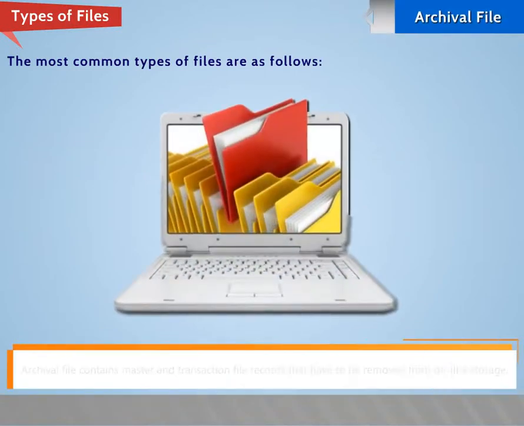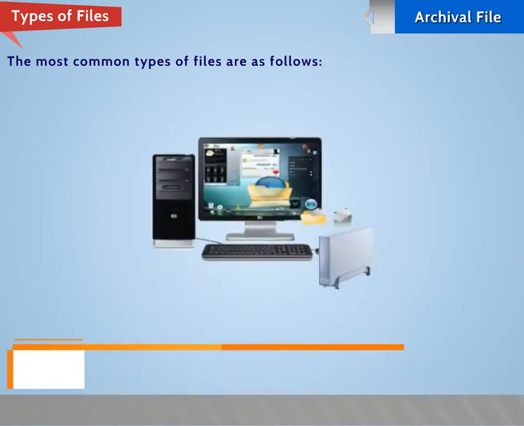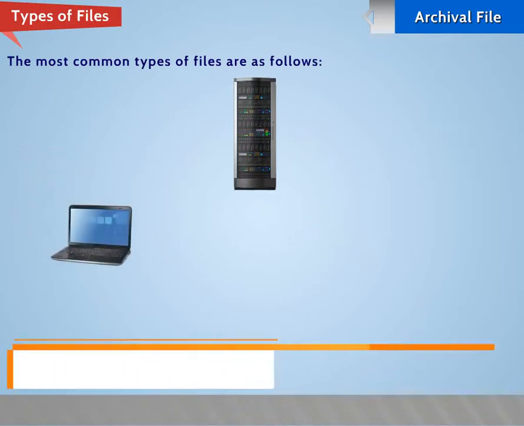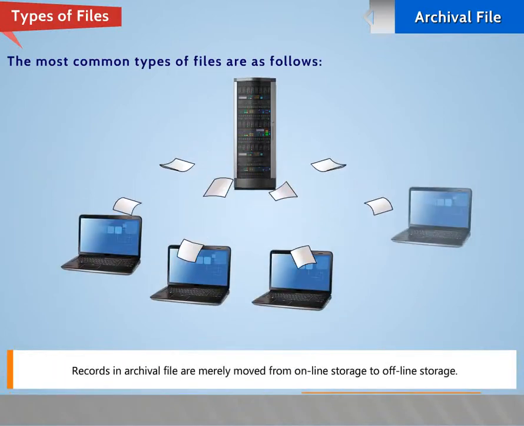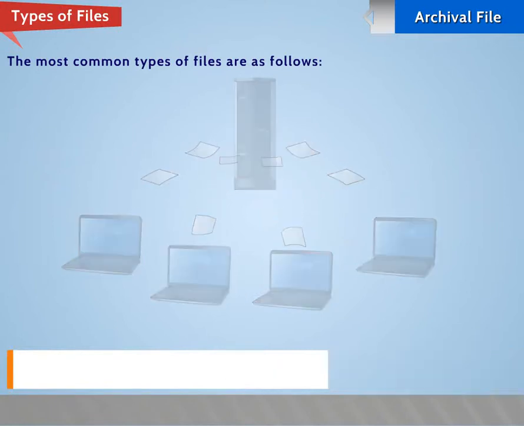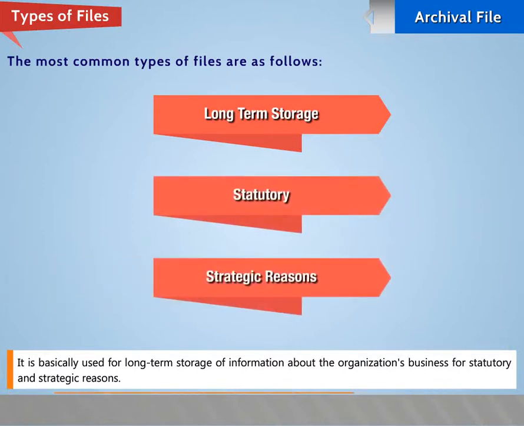Archival file. An archival file contains master and transaction file records that have to be removed from online storage. It keeps a copy of computer-held data at a particular point of time. Records in an archival file are merely moved from online storage to offline storage. It is basically used for long-term storage of information about the organization's business for statutory and strategic reasons.